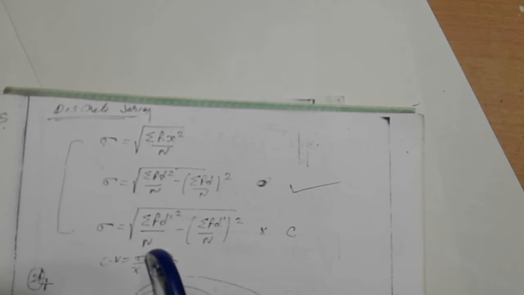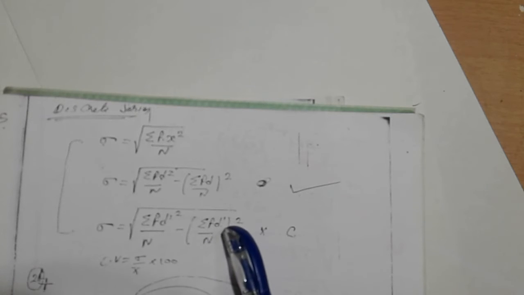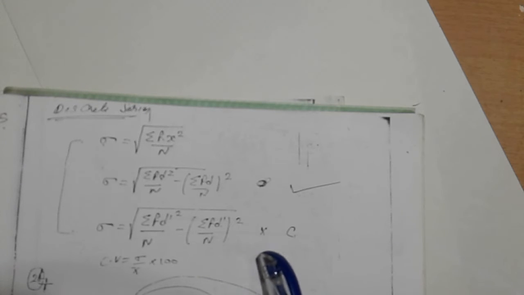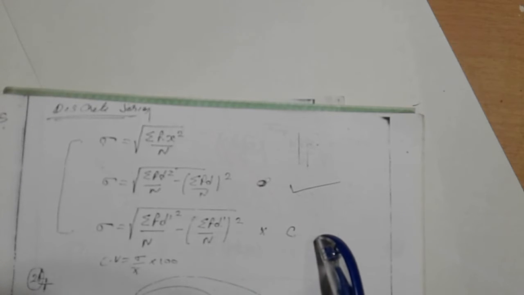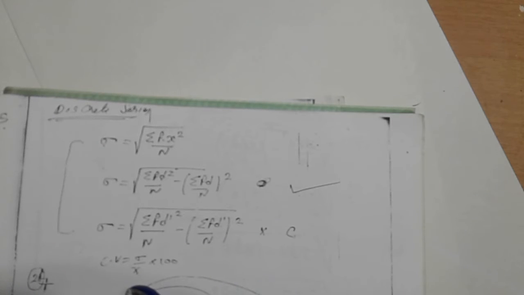When it comes to continuous series, standard deviation is equal to under root sigma fd dash whole square divided by n, minus sigma fd dash divided by n whole square, into c also there. Okay, coefficient of variance is another simple small formula: standard deviation divided by mean into 100. Now let's see the question.